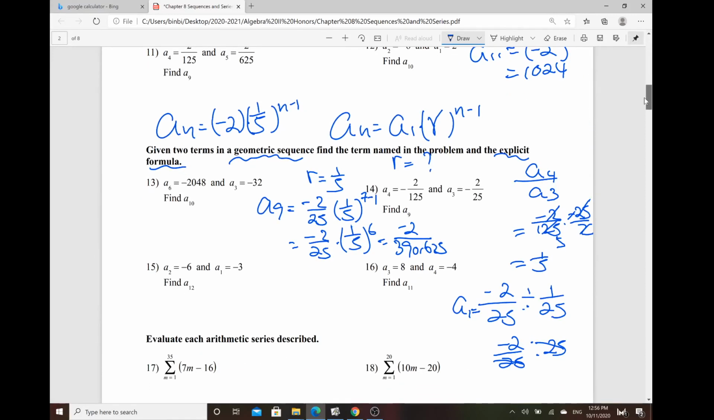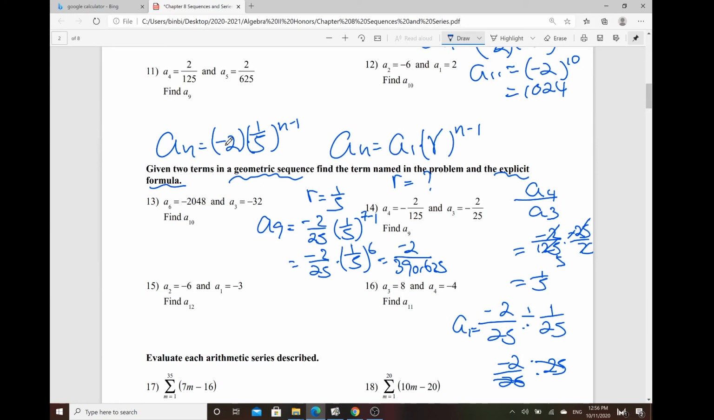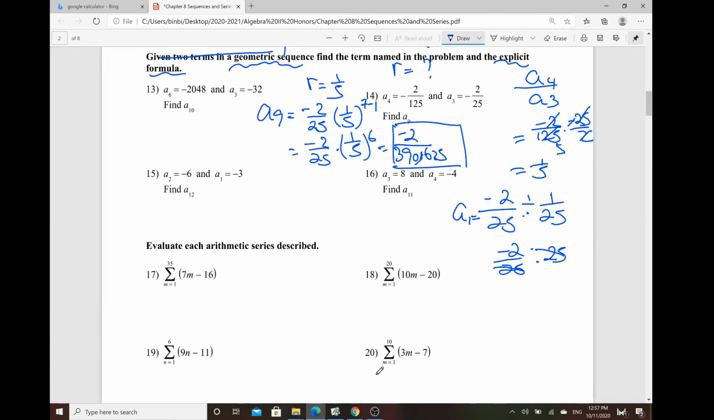Okay, so now let's see what else we have for this one. So we got the explicit formula, and we found that a sub 9, it's a very small number, negative 2 over 390,625. Okay, so now let's keep going. So the next one is quite similar. Just find out the common ratio first, simply divide. And once you get the common ratio, you can use the lower term to find out a sub 11. But somehow you still need to find out a sub 1.